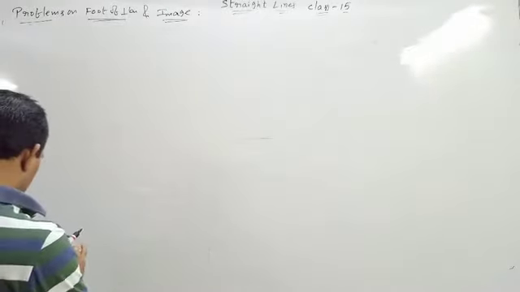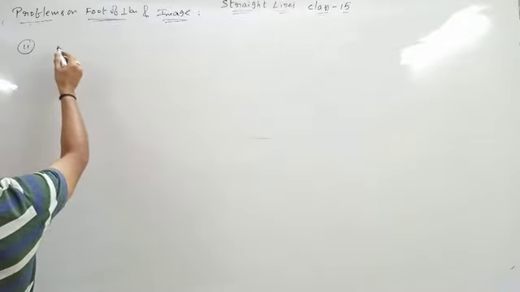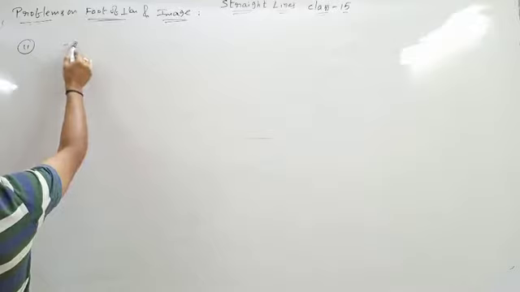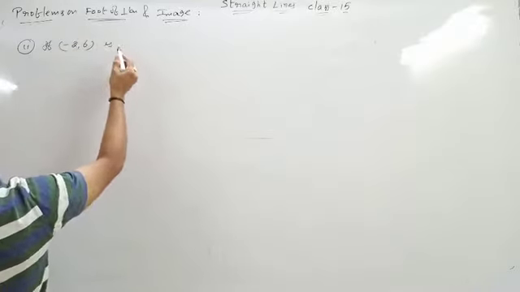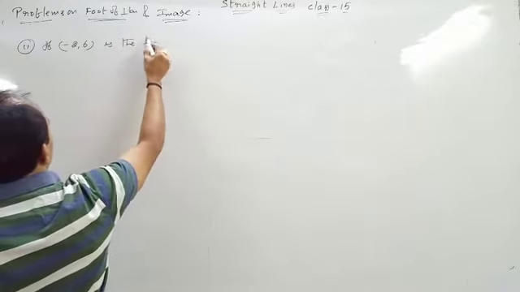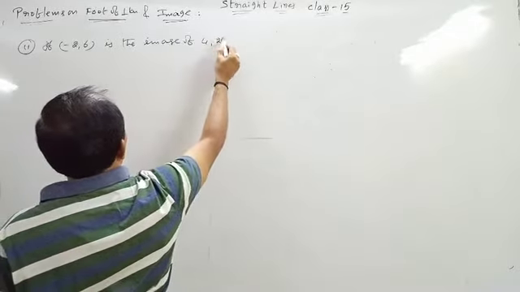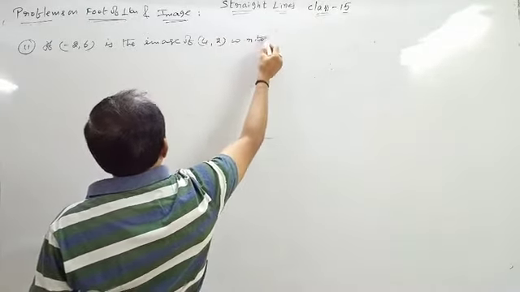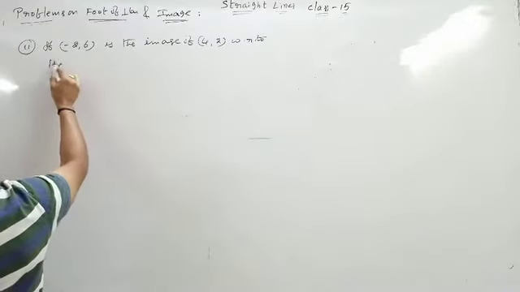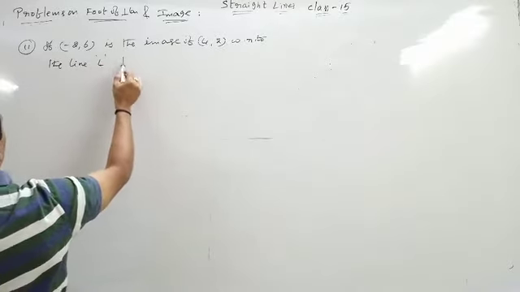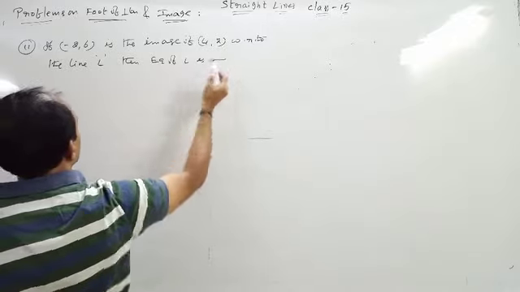Now the question is the 11th question. If minus 2 comma 6 is the image of 4 comma 2 with respect to the line L, then the equation of L is, that is the question.